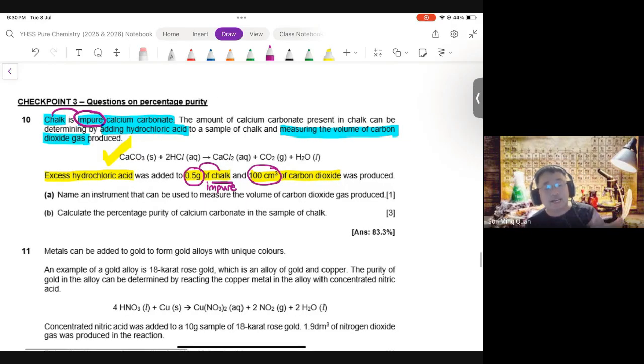10A, name an instrument which can be used to measure the volume of CO2 gas produced. And I think this one you know, it is the gas syringe. To measure the volume of gases, we always use the gas syringe. All right, now part B, calculate the percentage purity of calcium carbonate in the sample of chalk.